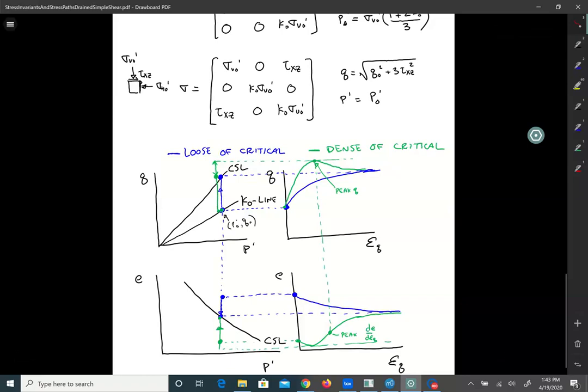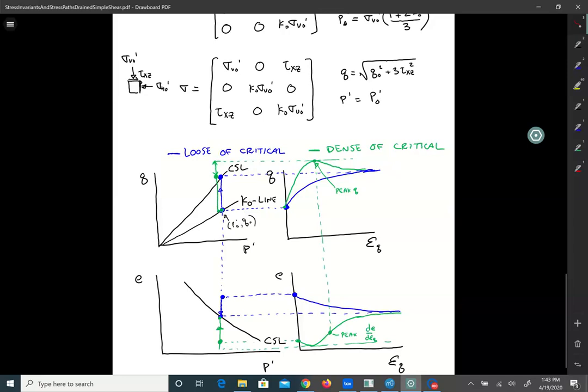Okay, that one was fairly straightforward. Let's move on to one that's dense of critical. So now we're starting here at this point where the void ratio is initially lower than the critical state void ratio. And here's one concept that you're just going to have to memorize, because this doesn't really come straightforward from first principles.